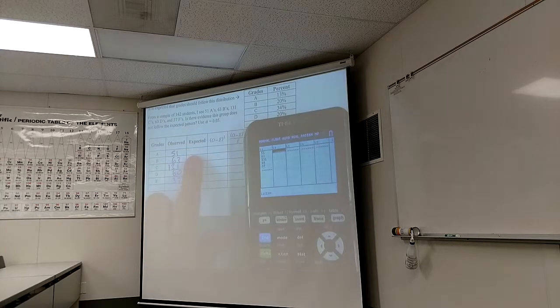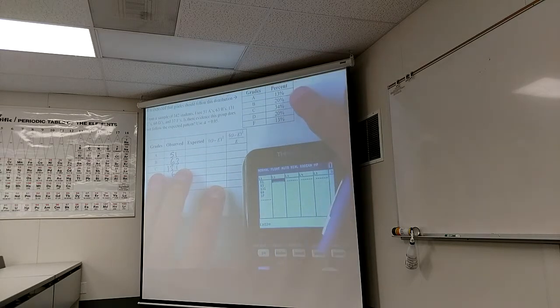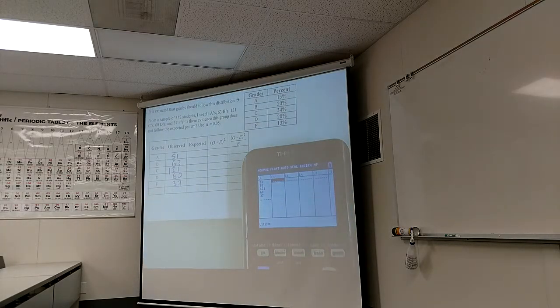Now, of course, how many do I expect? How would I calculate that? How many A's would I expect out of 342 students? 51 divided by 342? No, that would be the observed relative frequency of A's. I want to know how many A's I expect if it does follow that distribution. 342 times 0.13. So right here I'm going to put 0.13 times 342.